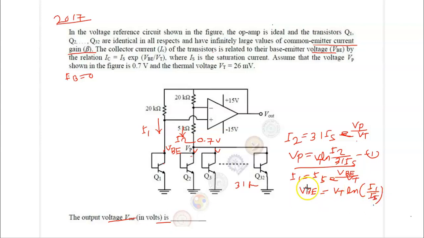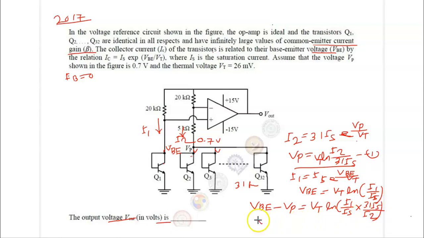So there are two logarithm terms. So how can you reduce or cancel? Obviously you need to cancel the IS. So I can do one thing: VBE minus VP equal to, you just see here, log m minus log n is equal to log m upon n. So take VT common, then ln of I1 upon IS divided by I2 upon 31 IS, that will be multiplied, that is 31 IS upon I2.